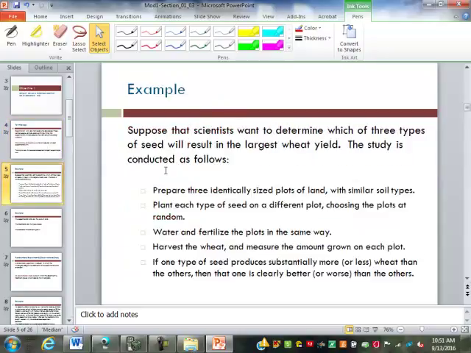So let's suppose that a scientist wanted to determine which of the 3 types of seed will result in the largest wheat yield. So the study is conducted as follows. Prepare 3 identical sized plots of land with similar soil types. Plant each type of seed in a different plot, choosing the plots at random. Water and fertilize them the same way. Harvest the wheat and measure the amount grown in each plot. If one type of seed produces substantially more, then it can be declared clearly better than the others.